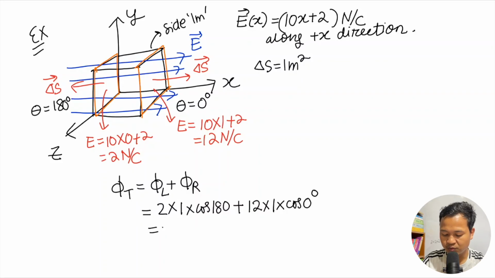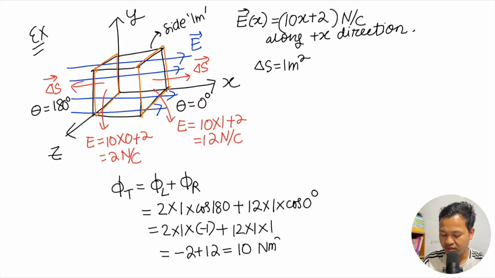Putting in the values, 2 into 1 into minus 1, plus 12 into 1 into 1, since cos 0 is 1. So here I will have minus 2 plus 12. So overall I will have 10 Newton meter square per coulomb. This is the total flux due to this cube.